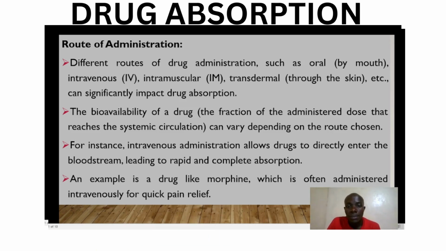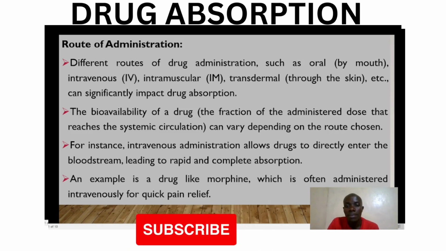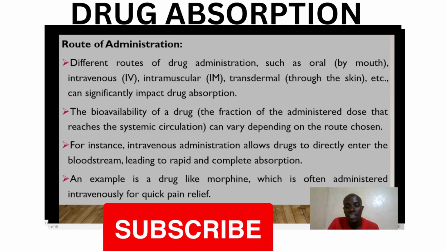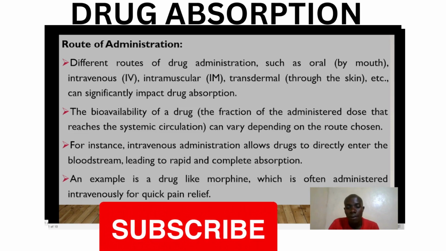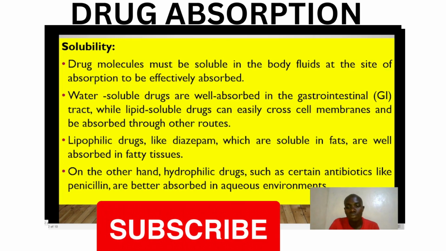Intravenous administration allows drugs to directly enter the bloodstream, leading to rapid and complete absorption. A good example is when administering morphine. We normally administer it intravenously so that we can have quick relief of pain. Okay, great. Another factor is solubility.